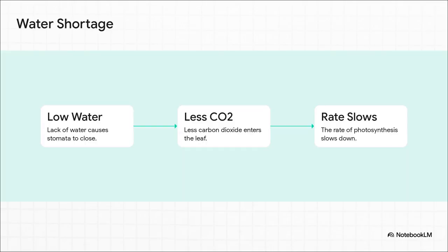Speaking of water, a lack of it triggers quite the chain reaction. Water is a reactant, right? So without enough of it, the plant goes into defense mode and closes its stomata. But when those stomata close, less carbon dioxide can enter the leaf. No CO2 means photosynthesis slows way down. So extended water shortages will seriously reduce plant growth.